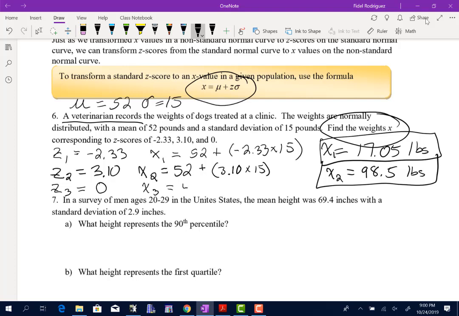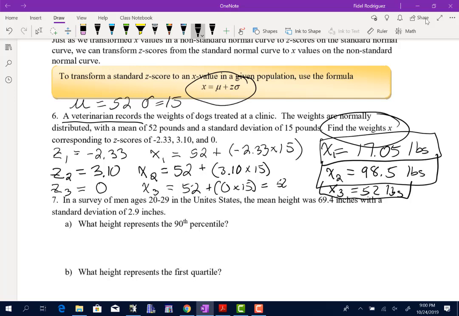So we're going to go like this. X3 equals 52 plus 0 times 15. Wouldn't that still be what number? 52? Very good. So that's telling me that the third dog is actually right at the average weight of all the dogs that we're looking at. Right, are we good? Yeah? I think this part is easier to work.